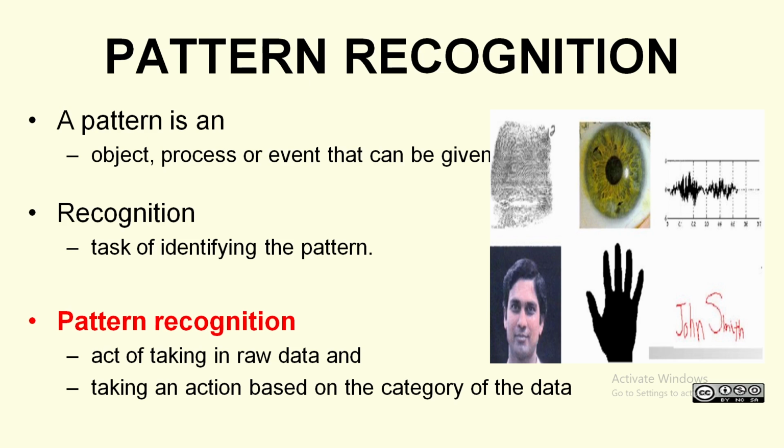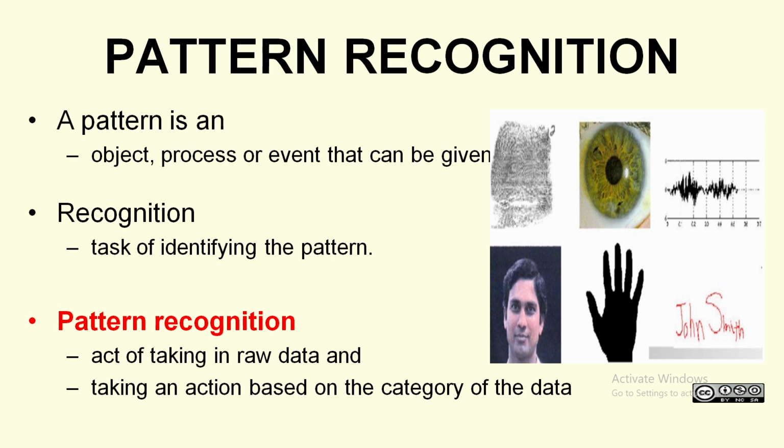As I said in the last presentation, the tasks of soft computing are pattern recognition, decision making and optimization. Out of the three tasks, pattern recognition plays a vital role. So what is meant by pattern recognition? In general, a pattern is an object, a process or event that can be given a name, right?